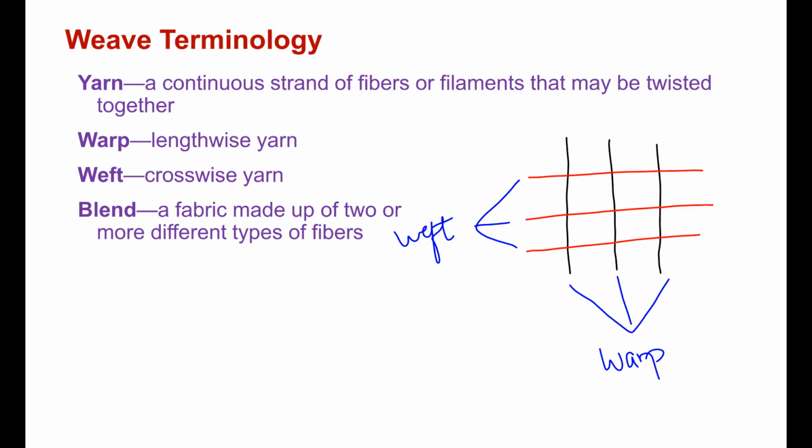Then we also use the term blend to describe a fabric that's made up of at least 2 or sometimes even more different types of fibers. So for example, if your shirt says that it's a poly cotton blend, it means that it's made up of threads that are both polyester and cotton.